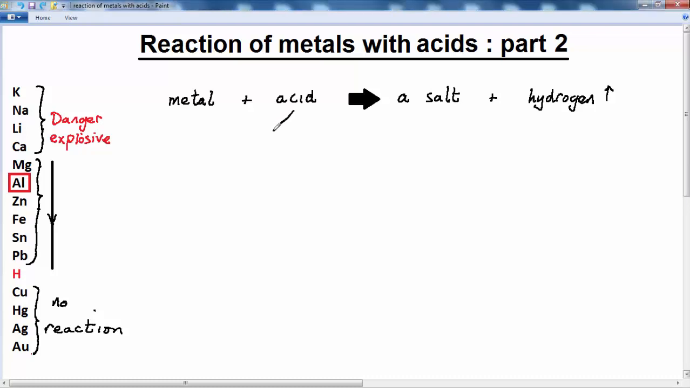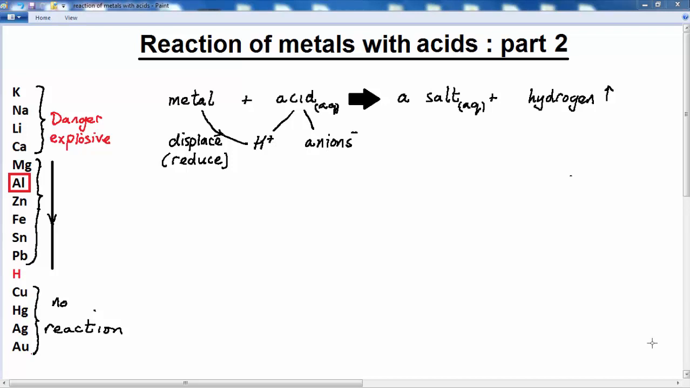Well, an acid is a solution of hydrogen ions and negative anions, and the metal will displace the hydrogen ion or reduce it into hydrogen atom. The hydrogen atoms then form covalent bonds with each other to produce hydrogen molecules and hydrogen gas, which then escapes from the solution. Now in doing so, the metal becomes a positive cation and combines with the negative anion to form the salt solution. Okay, so a salt solution really is a solution of a metal, let's say cation, and the negative anion that came from the acid. So we'll write aqueous here and aqueous here because these are solutions.